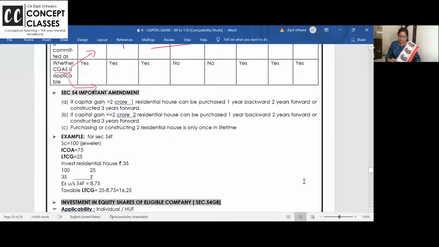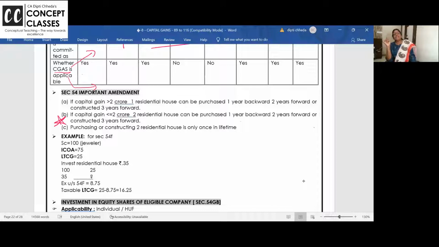ये देखो स्क्रीन पे. If capital gain is greater than 2 crore, one residential house can be purchased 1 year backward, 2 year forward, and construction. But if the capital gain is less than or equal to 2 crore, two residential house can be purchased 1 year backward, 2 year forward, or constructed 3 years forward. But this is lifetime once allowed.